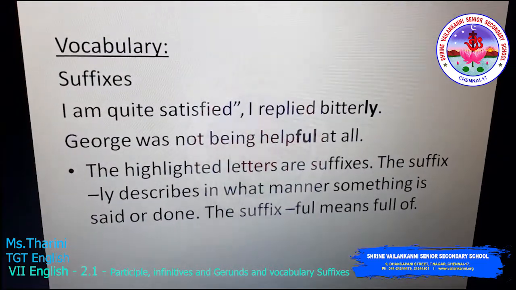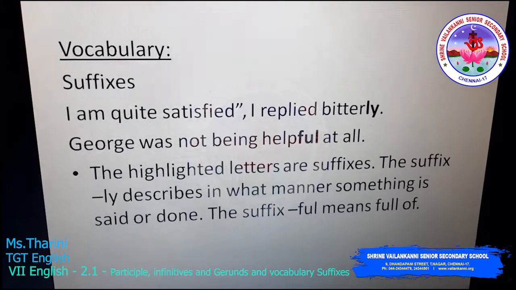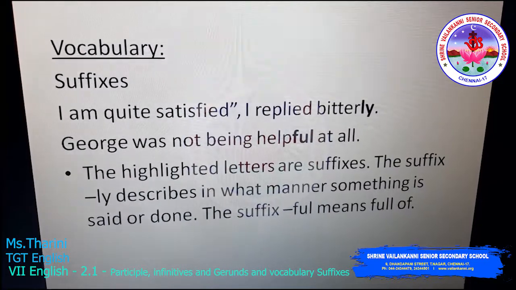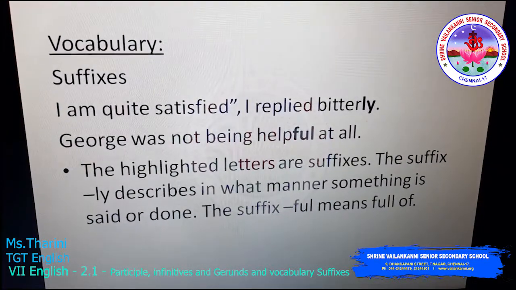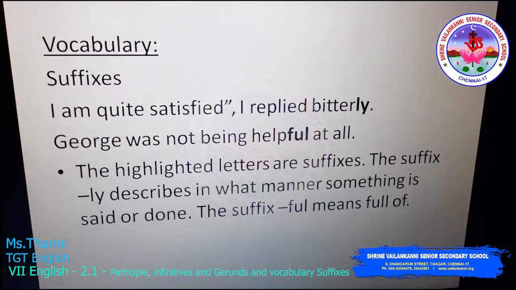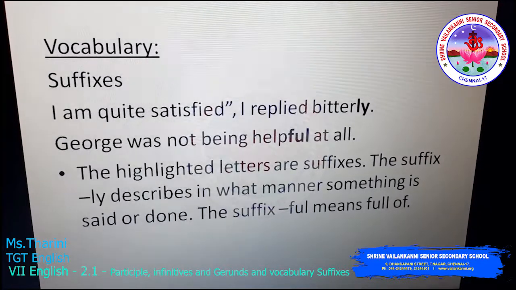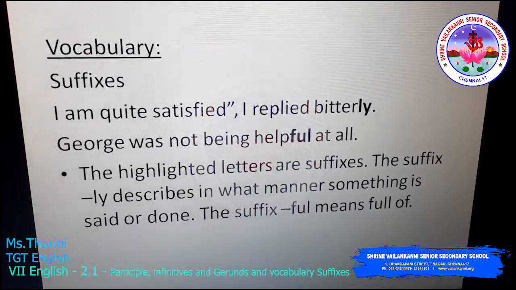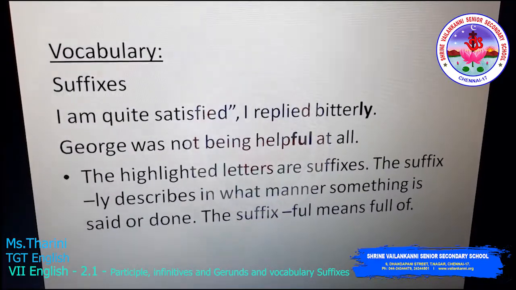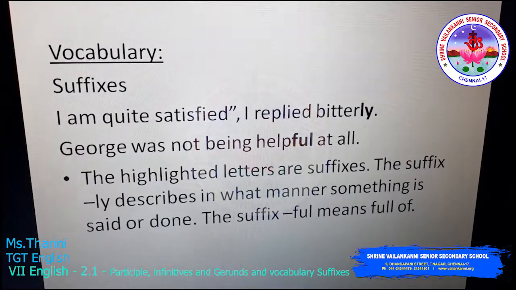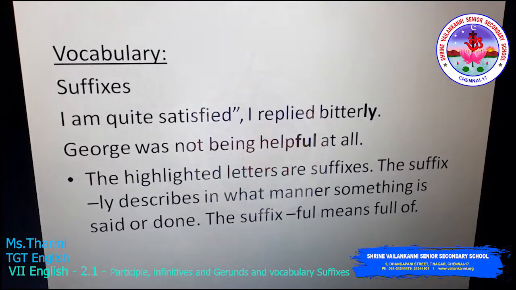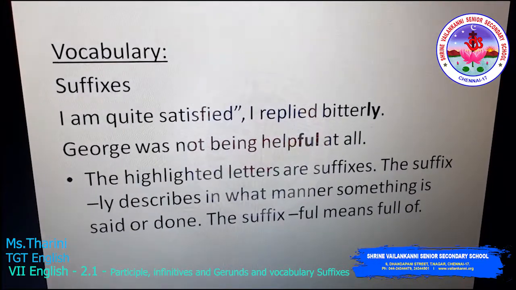I'll tell you how with an example. I'm quite satisfied, I replied bitterly. George was not being helpful at all. The highlighted letters are suffixes. Yes, you can see. The suffix ly describes in what manner something is said or done. The suffix full means full of. Again, you call it an adjective. George was not being helpful at all.